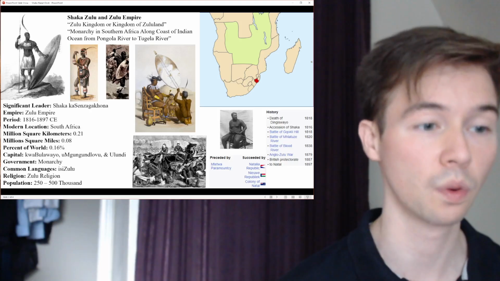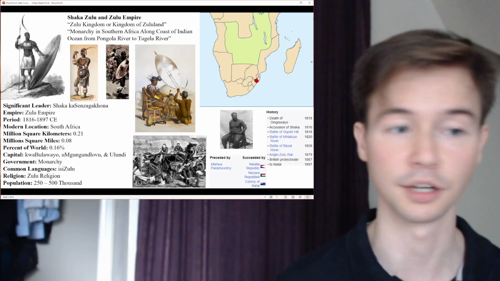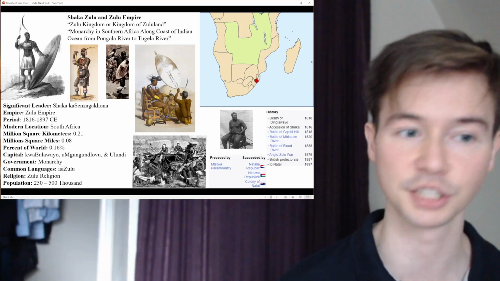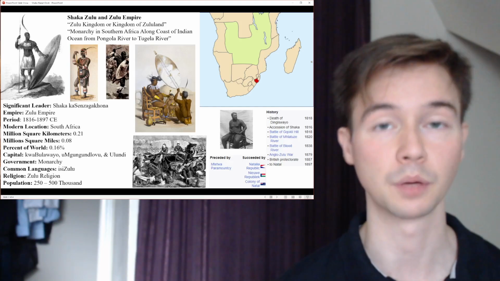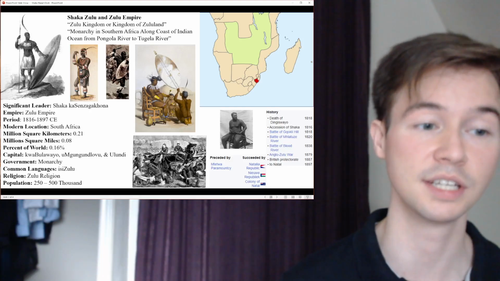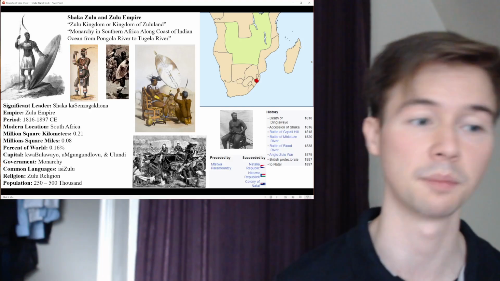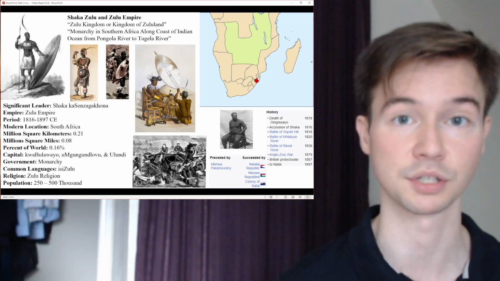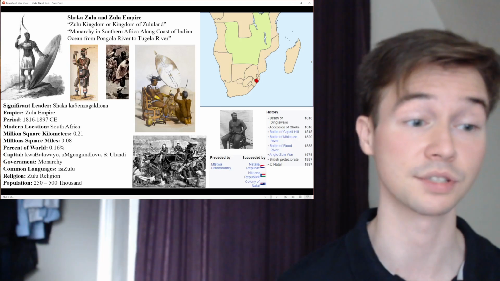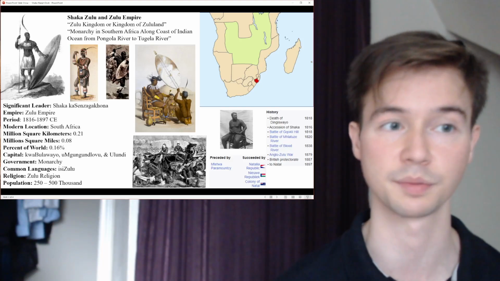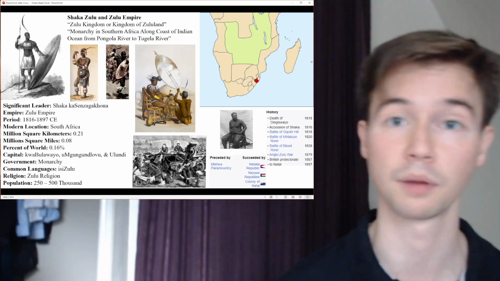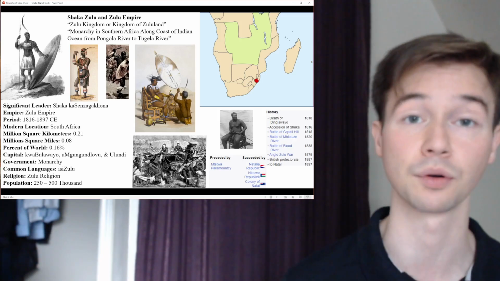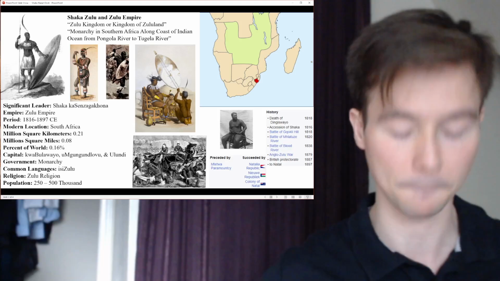Capital would be Bulawayo, which later became Gibixhegu, part of my pronunciation, and later Ulundi as well. The government was a monarchy. The common language was isiZulu, which was the official language of the Zulu Empire. The religion was the Zulu religion, which in itself is worthy of much research as well. Population would be 250,000 to 500,000 approximately. That is quite a large population for the size of the area at the time, but technology has changed and now could support a larger population in this region.